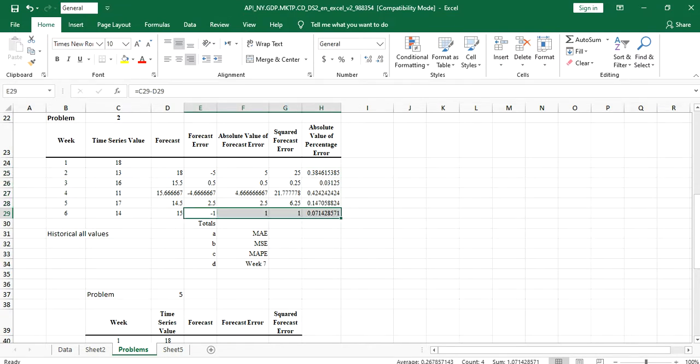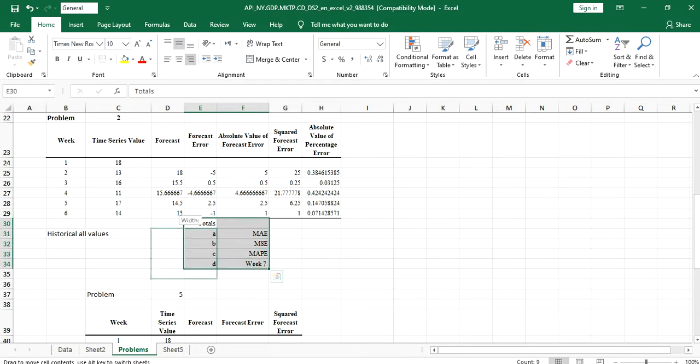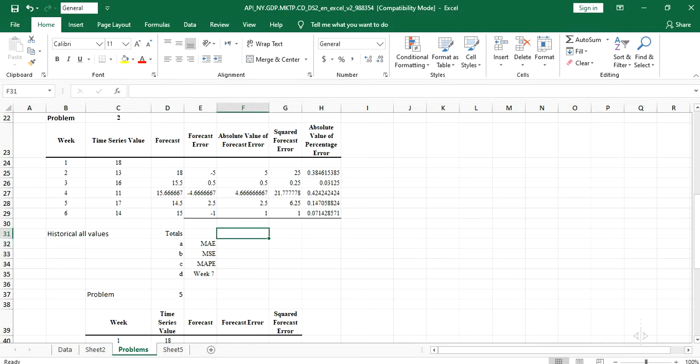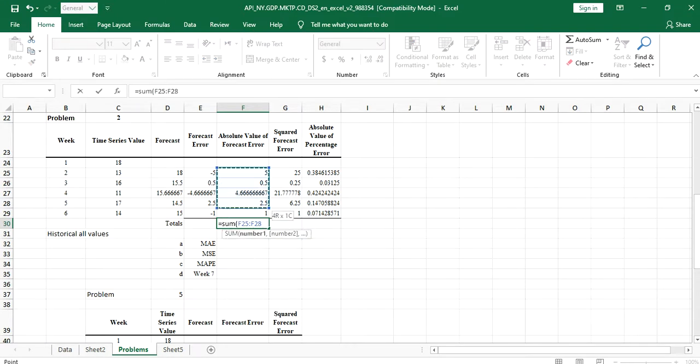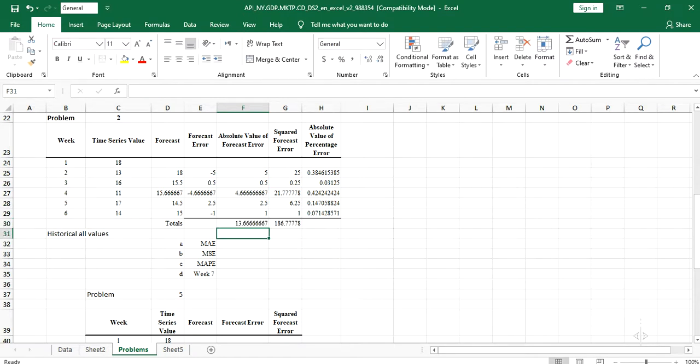Now I would shift this down here, so the totals go up. The sum of these numbers should be here.